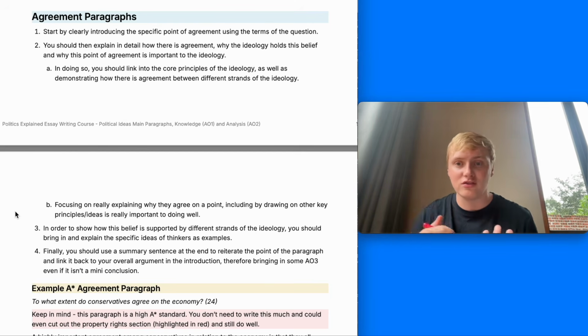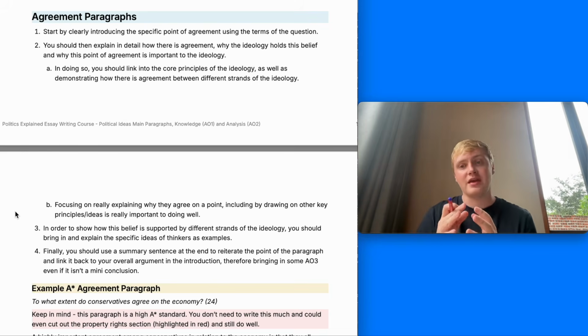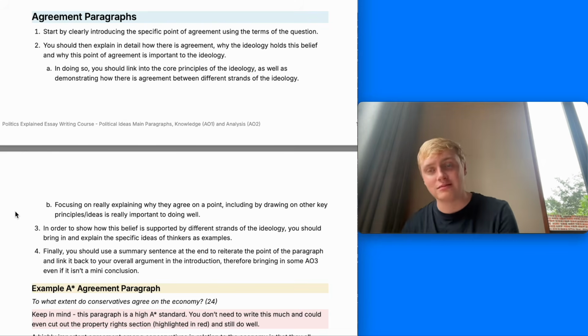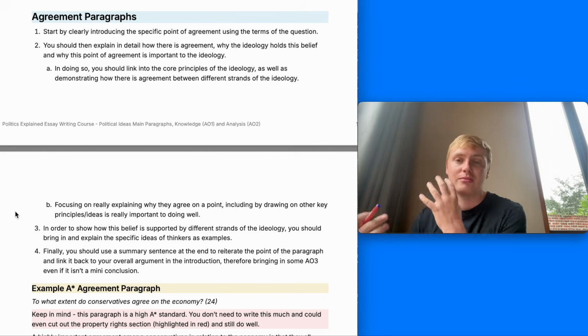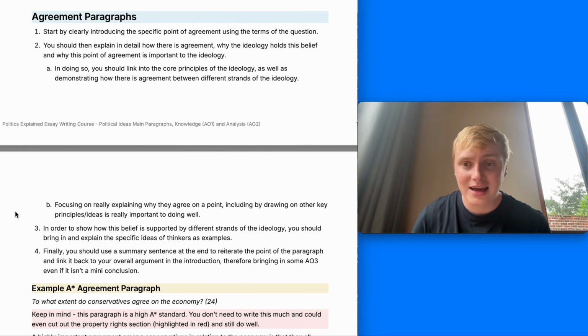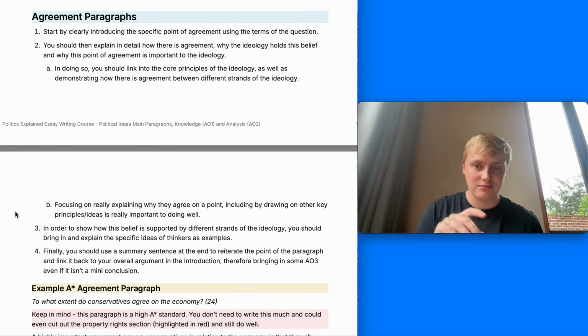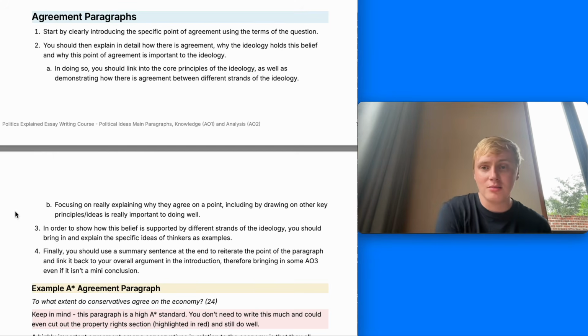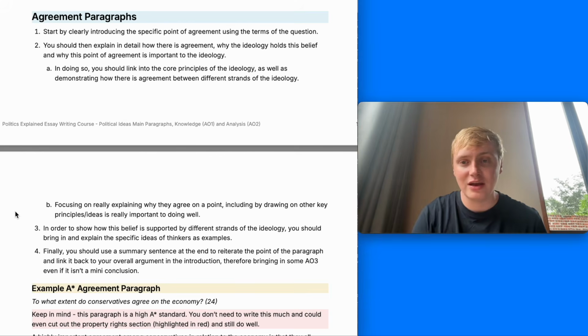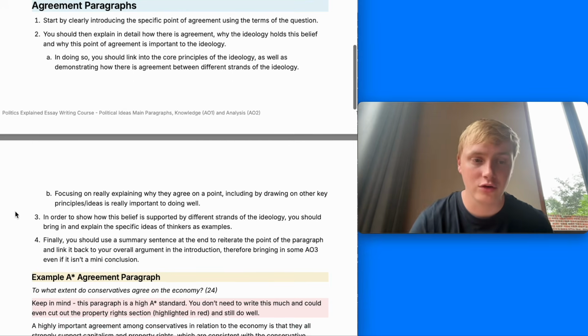So even though there's disagreement on capitalism, they fundamentally disagree on the exact type of capitalism and reasons for supporting it, as I'll demonstrate in the rest of this essay, and therefore they disagree to a large extent. So you're linking it back. It's not a mini conclusion in the same way as in those 30-mark essays, but you are bringing some evaluation and linking it back to your overall argument that's in your introduction and in your conclusion.